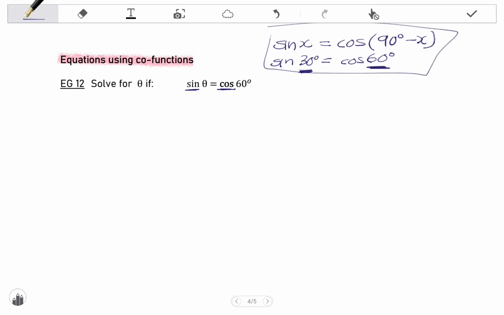So, sine theta equals cos 60 degrees. To solve this equation, what we want is a situation that we have been looking at in this video, where we have sine of an angle equal to sine of an angle, so that we can just equate the angles. So we want to change this cos to a sine. I have sine theta on the left hand side. Now I want to convert or reduce this to its co-function.